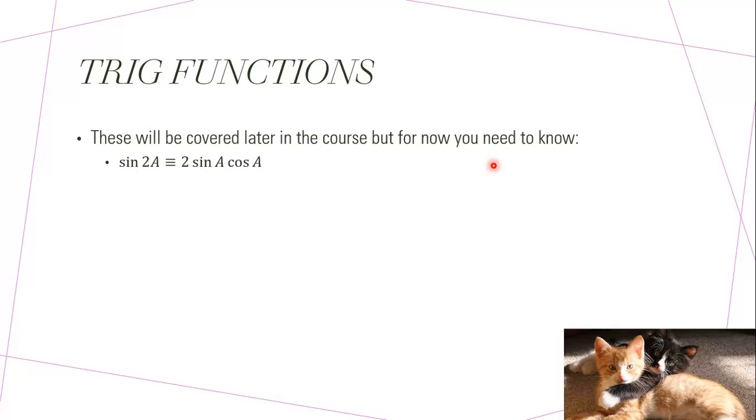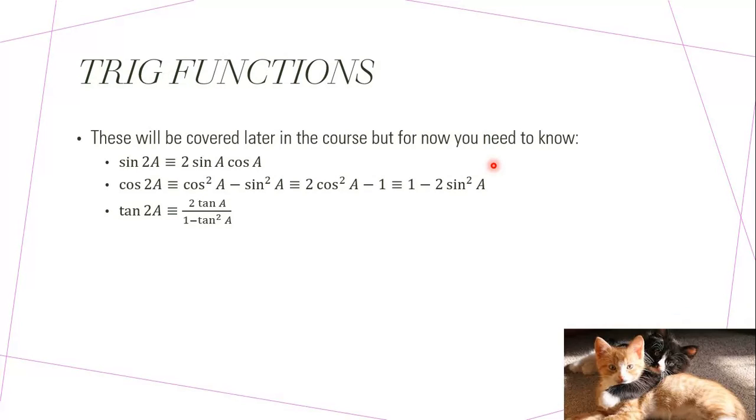So the trig identities you actually need for what we're going to cover today are here. Like I say, they'll be covered in a later video, but they're useful to know for this video. Sine of 2a is the same as 2 sine a cos a. Cos of 2a is the same as cos squared a minus sine squared a, which is the same as 2 cos squared a minus 1, which is the same as 1 minus 2 sine squared a. And tan of 2a is the same as 2 tan a over 1 minus tan squared a.